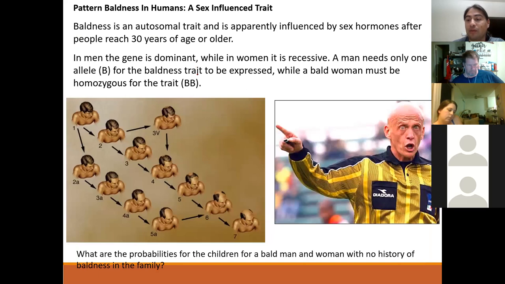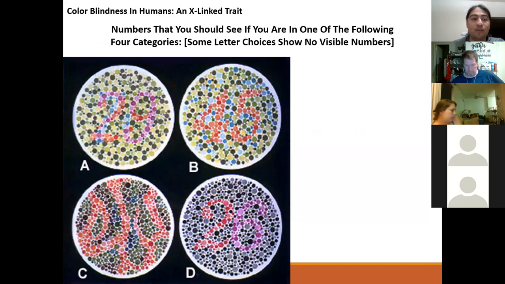Baldness, as I was explaining to you before, is another trait that is related to that. And also color blindness. Females usually are not color blind, but we as males, we could be color blind. So if all the guys over here, can you see the number over here? Which number do you see? Or if the girls can tell me.